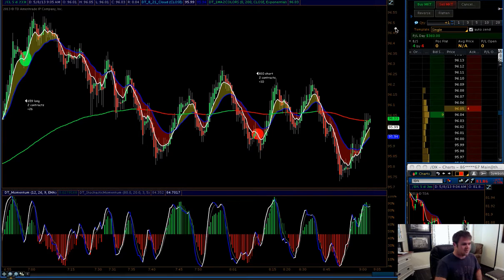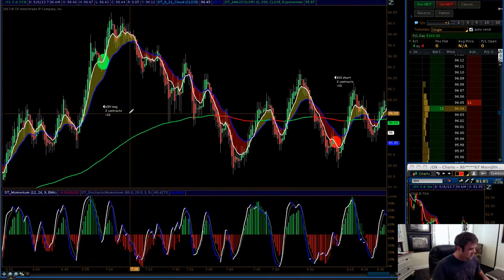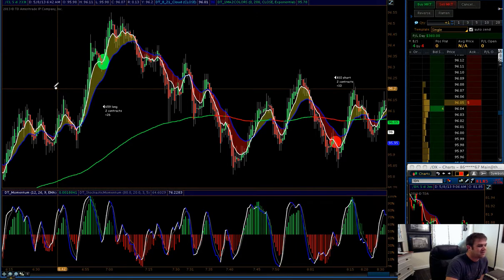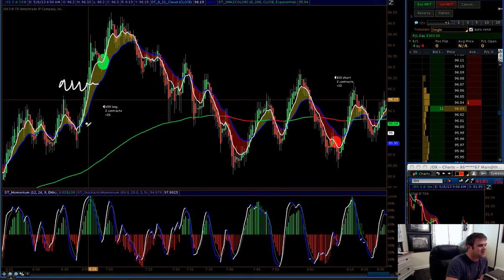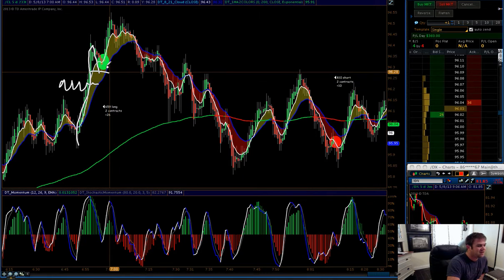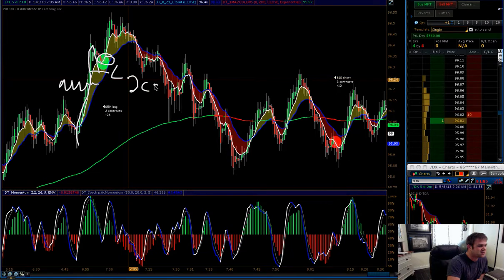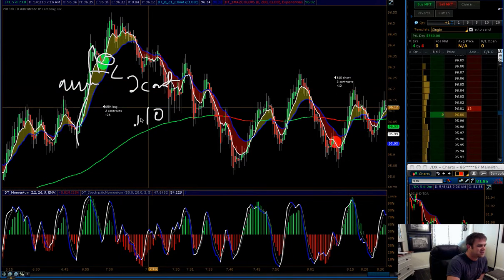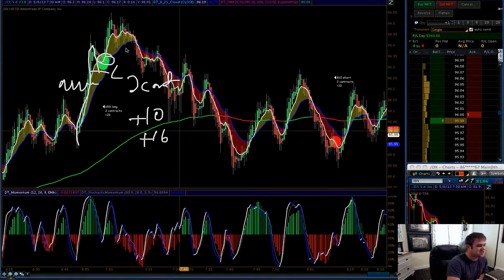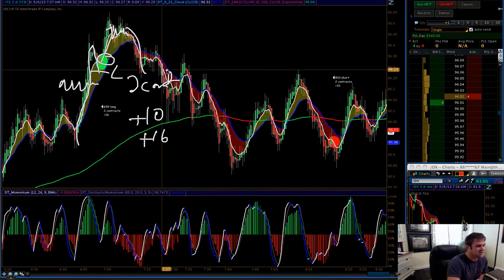Alright. Now, remember us talking about the break of that 95 quarter area? That's exactly what happened here. We broke 95 quarter. 95 quarter was right in this area right here. We broke 95 quarter. We had a pullback to 96.27. We waited for a confirmation here. We went long, 2 contracts. We ended up taking plus 10, and then plus 16 for a trail stop. Plus 10, plus 16, got trail stopped out. Market started chopping, and then it sold off.